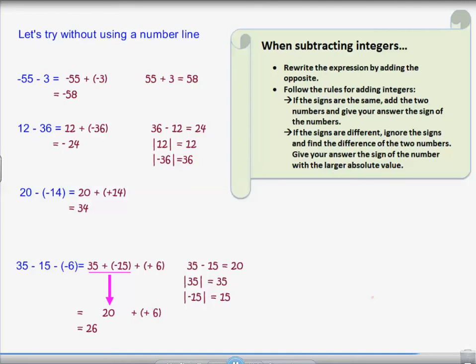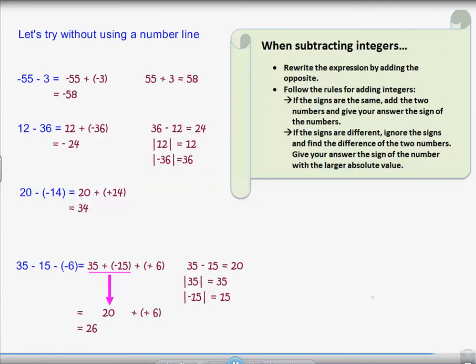It's just a quick summary. If the signs are the same, you would add the two numbers and give your answer the sign of the numbers. And if the signs were different, you would ignore the signs, subtract or find the difference of the two numbers, and then give your answer the sign of the number with the larger absolute value.